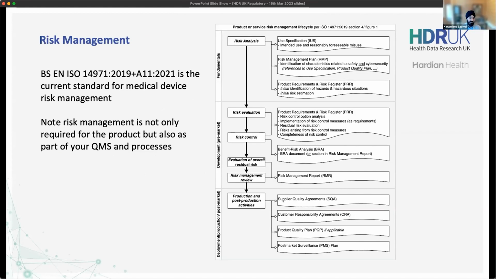And then risk management. So again, you've seen the term BSEN because it's a British standard. ISO 14971, again, Amendment 11, 2021, that's the one. So quickly just talk you through.